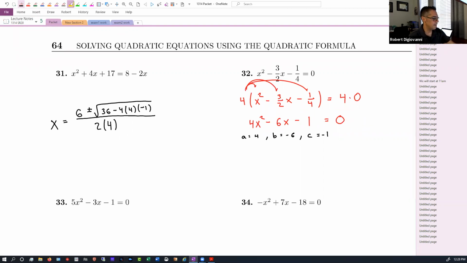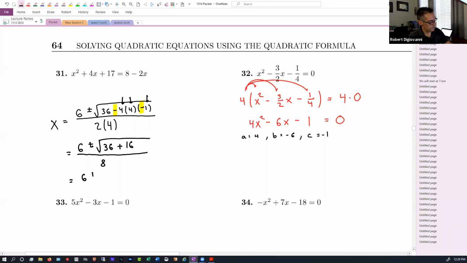I'm going to count my negative signs. I've got 2 of them, so I know I'm going to be doing a plus here. So 6 plus or minus the square root of 36, it's going to be a plus. Then I'm just going to multiply these numbers, 4, 4, and 1. That's 16. And on the bottom, I have 2 times 4, which is 8.